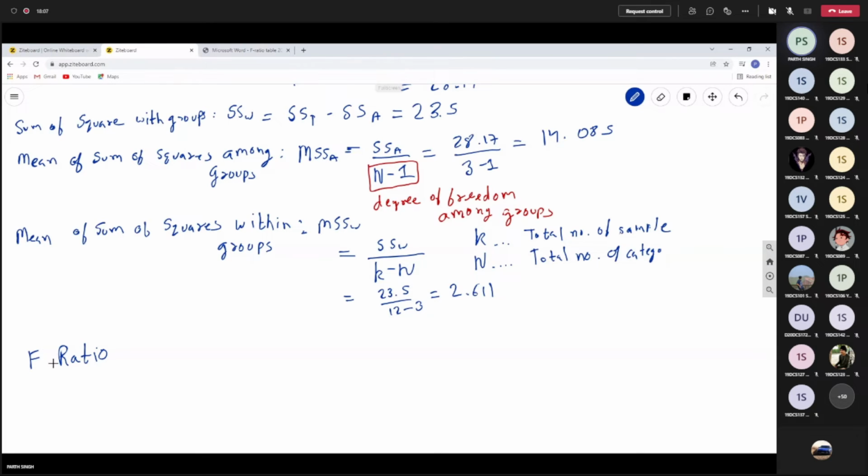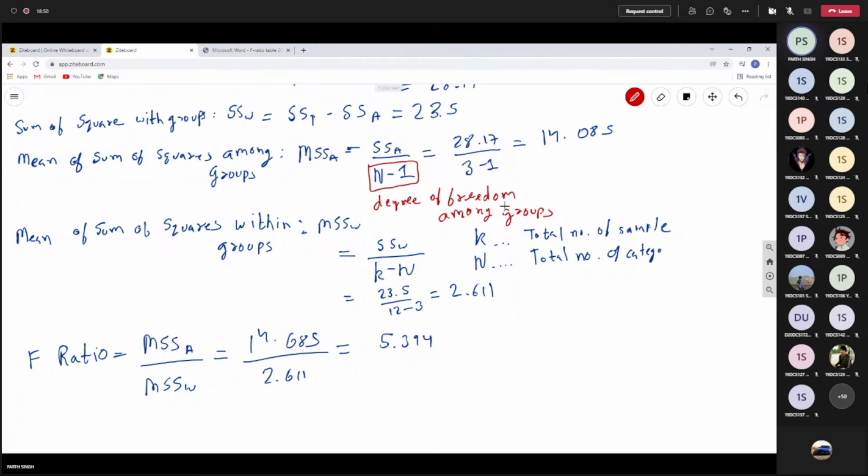So whatever steps we just performed, we need to find this F ratio. This F ratio is nothing but Fisher's ratio, that is equal to MSSA upon MSSW, the two values we just found at the end, that is 14.085 divided by 2.611. Which in turn gives us 5.394. And this is the F ratio which we finally calculated.